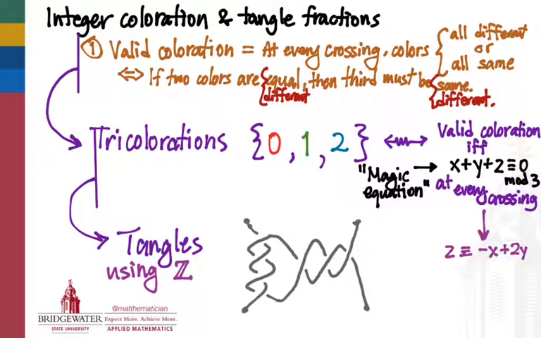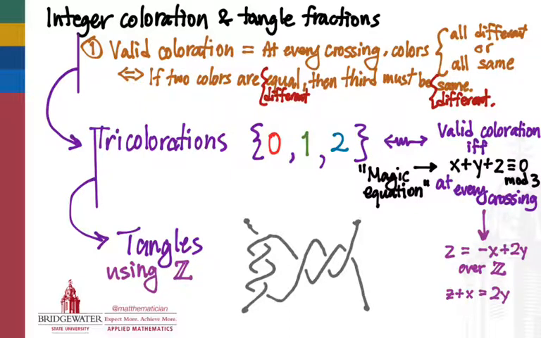But if we remove the requirement of working mod 3, then this equation over the integers gives me a recipe for taking the colors of 2 strands at a given crossing, x and y, and producing a new color for the 3rd strand at that crossing. So if you tell me what x and y are, then I can use this equation to determine a z. And another way to rearrange this equation, I'm going to add the x to the other side.